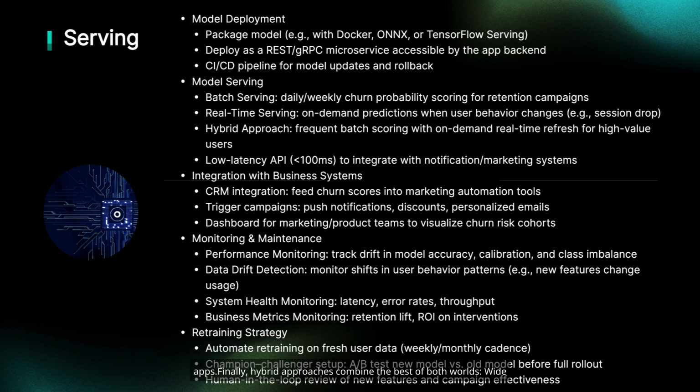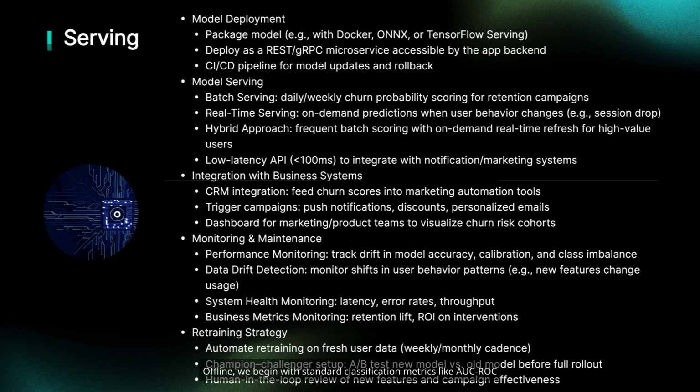Finally, hybrid approaches combine the best of both worlds. Wide and deep models balance interpretability with complexity, while multimodal neural nets merge tabular demographics, categorical features, and sequential activity streams. This allows the churn prediction system to make use of all available signals, not just static profile data, but evolving behavioral patterns. Evaluating a churn prediction system requires both offline model performance metrics and online business impact metrics.